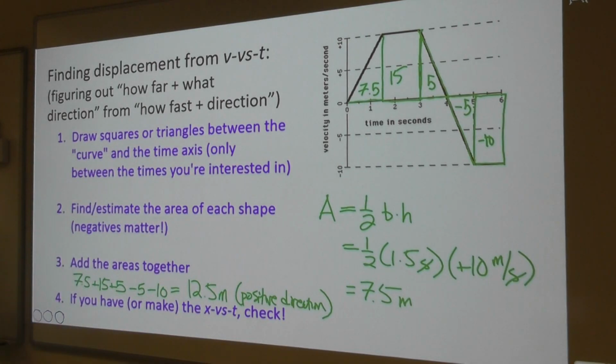Did I do my mental math right? Does that look okay? All right.